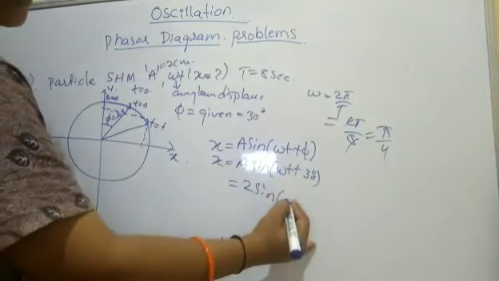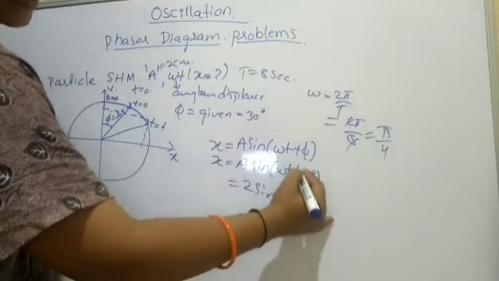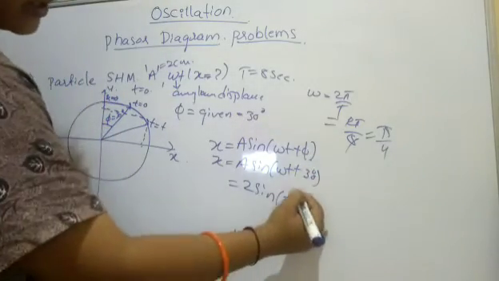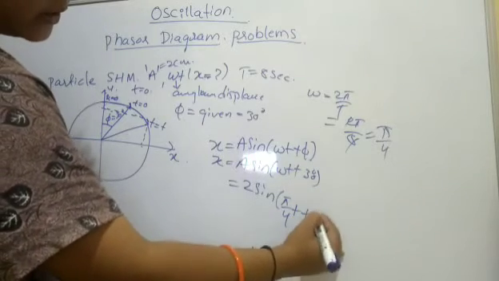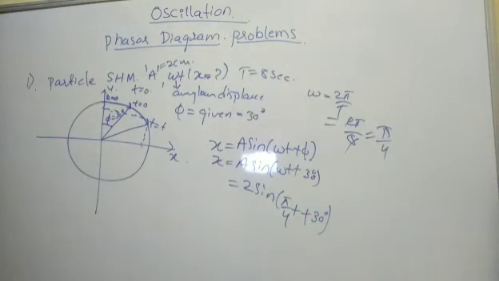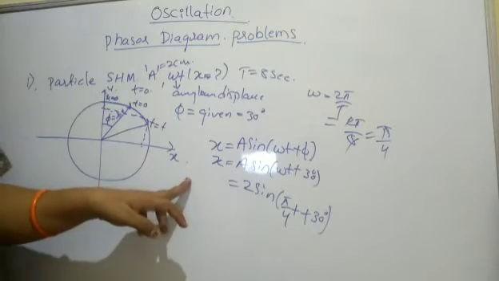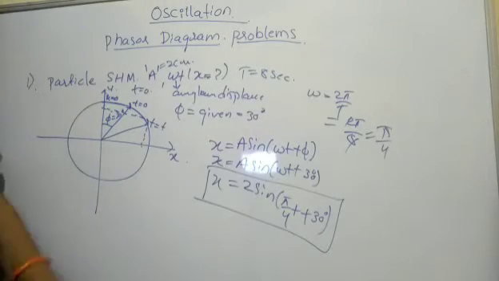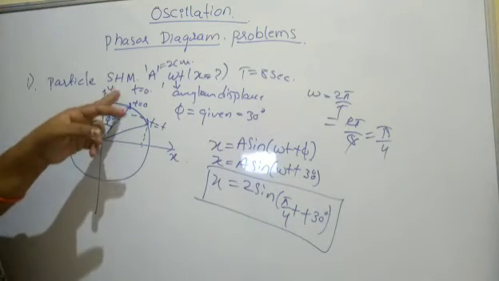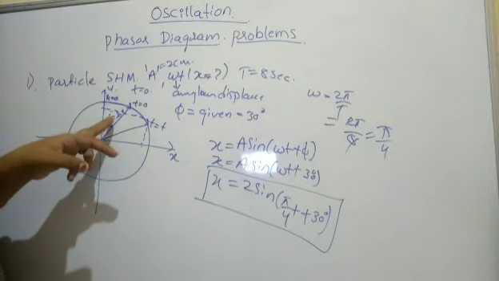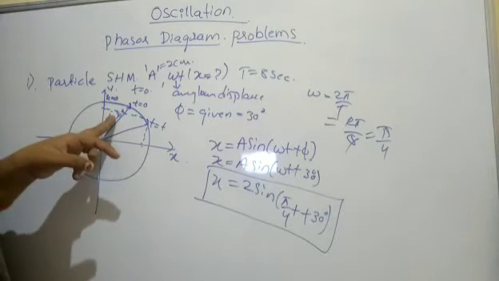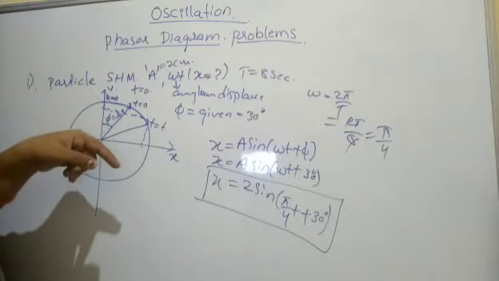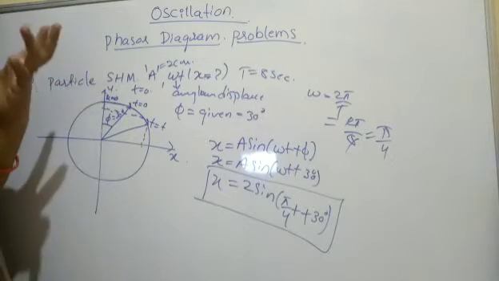In place of omega, place pi by 4 at t here, right? Plus 30 degrees. So this is the final equation of a particle executing simple harmonic motion. Only this much it is. So we can go ahead with the given initial phase at t equal to 0, where it begins if the angle is given. But if the angle is not given, how do we find the equation of the particle?